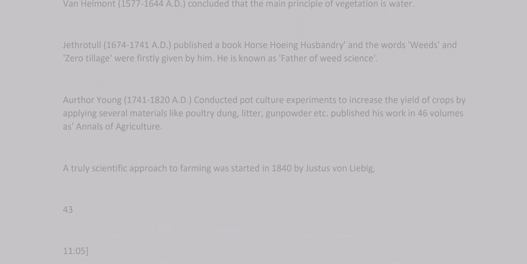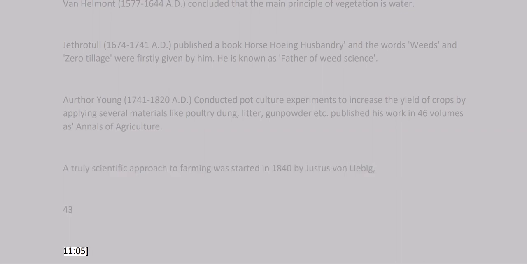Van Helmont, 1577 to 1644 AD, concluded that the main principle of vegetation is water. Jethro Tull, 1674 to 1741 AD, published a book Horse Hoeing Husbandry, and the words weeds and zero tillage were firstly given by him. He is known as father of weed science. Arthur Young, 1741 to 1820 AD, conducted pot culture experiments to increase the yield of crops by applying several materials like poultry dung, litter, gunpowder, etc. Published his work in 46 volumes as Annals of Agriculture. A truly scientific approach to farming was started in 1840 by Justus von Liebig.